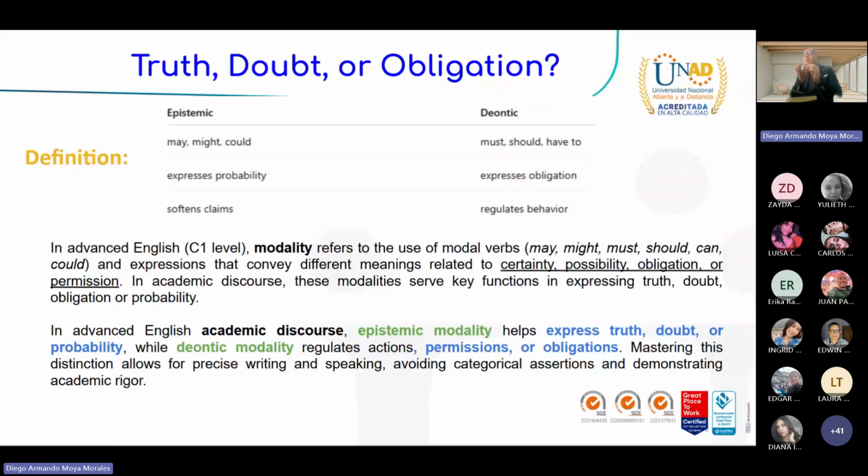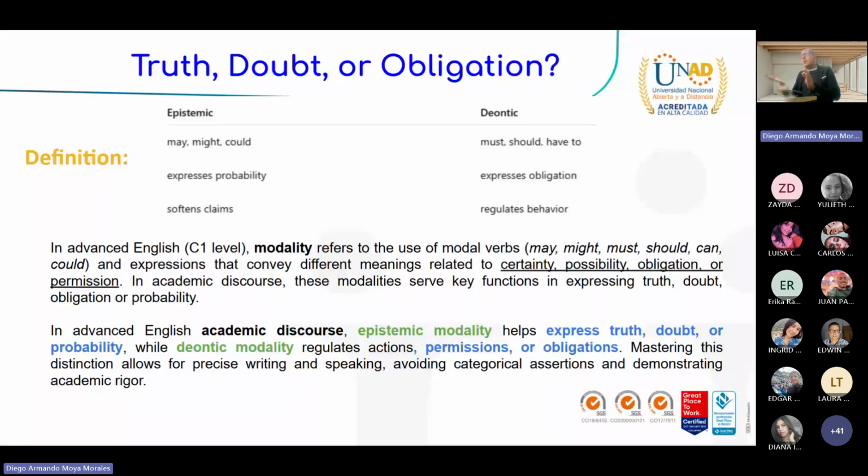In the epistemic mode, we want to express modality, probability, yes? So we can use three modal verbs, may, might, and could, right? So keep that in mind. The epistemic means probability, how probable it can be. And we express that with three different verbs, may, might, or could.